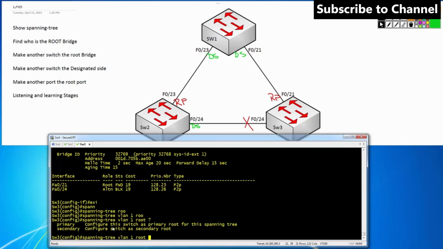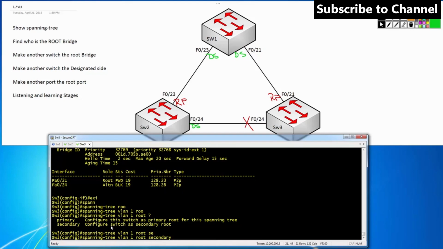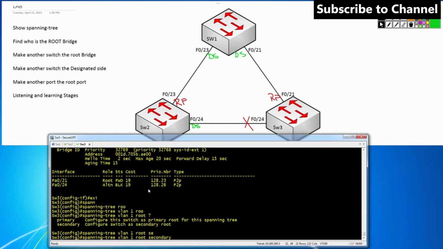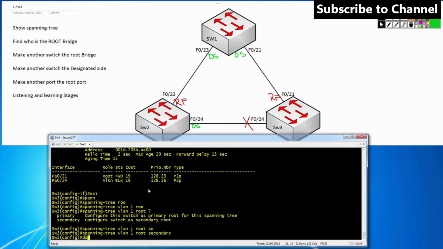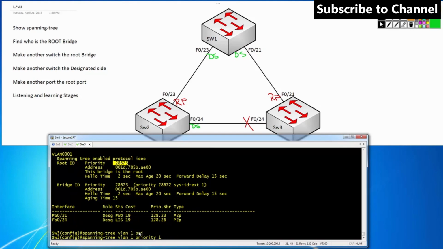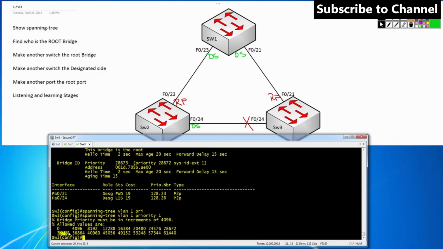Okay, so now spanning-tree VLAN 1, and I'm going to say root secondary. Now, what do you think is going to happen if the primary root bridge is 32.768 plus the system ID number, making it 69? What do you think is going to happen when I hit this command? Okay, look what it brought me down to, 28,672. Wasn't that the actual value? That was one less than 32.768?